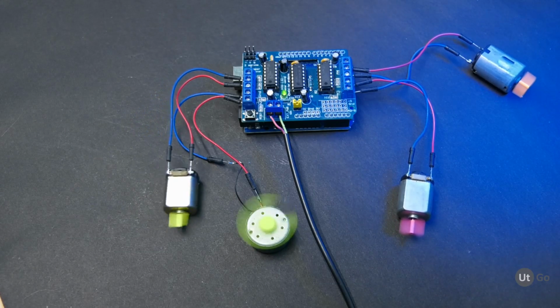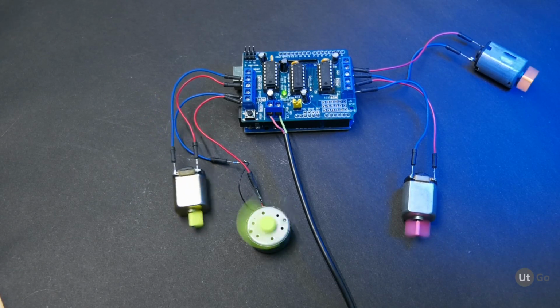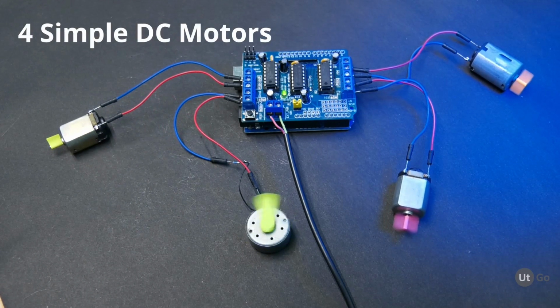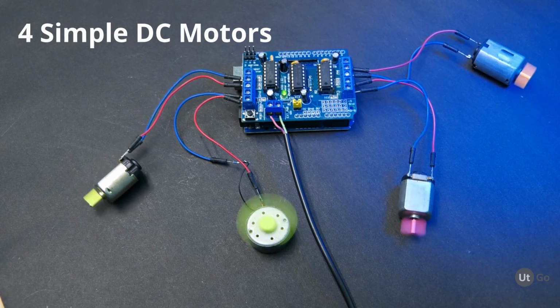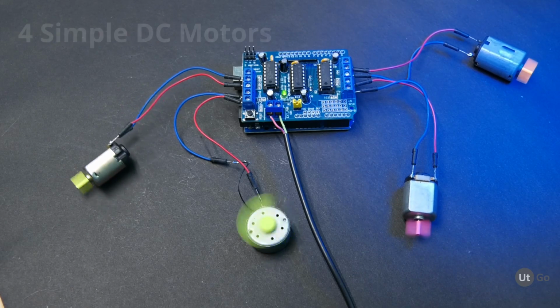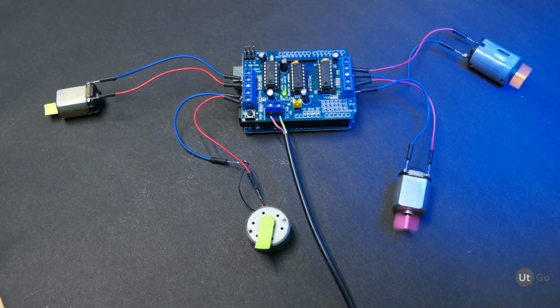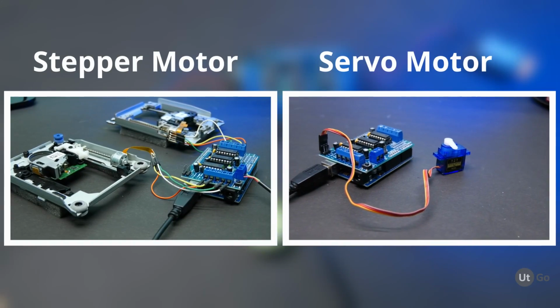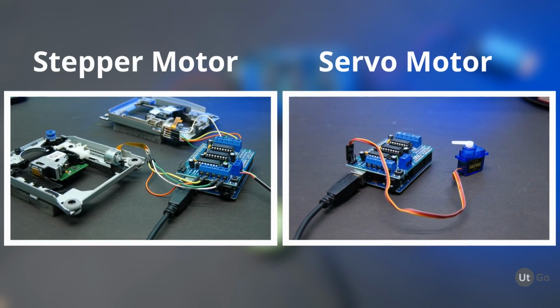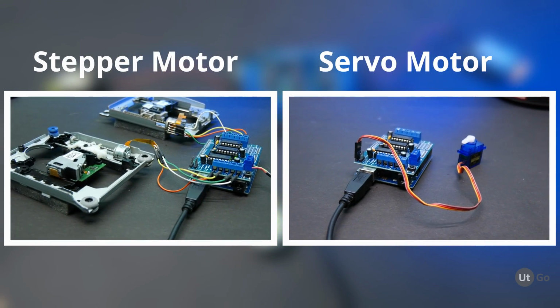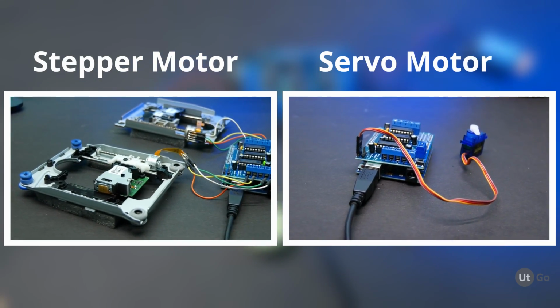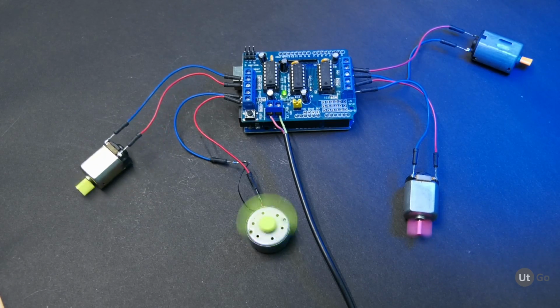In part 1 of this video, we have seen how to control 4 simple DC motors using the Arduino motor shield. In this video, we will see how to control stepper motors and servo motors using this motor shield. First, let's see how to control stepper motor.